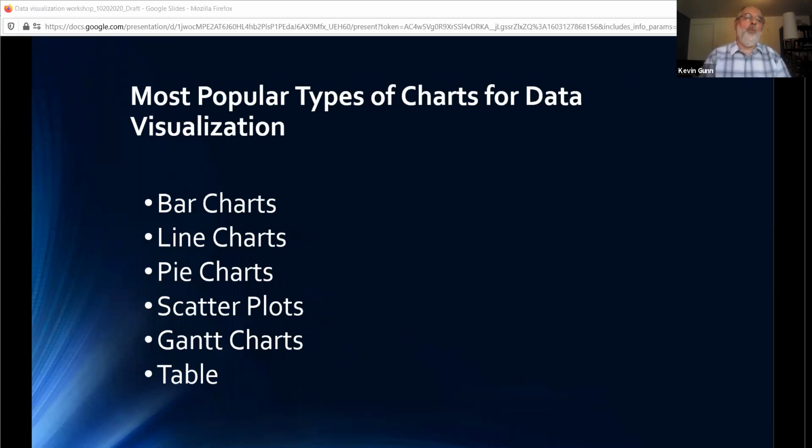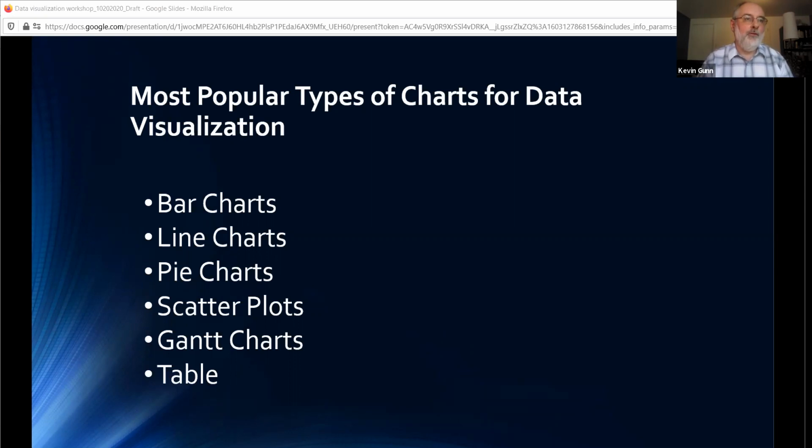So what are some of the popular types of charts we can use? Well, we're just going to focus on charts right now, for the most common type of data visualization format. I think you should keep in mind though that you can have maps, animation, dashboards, infographics.